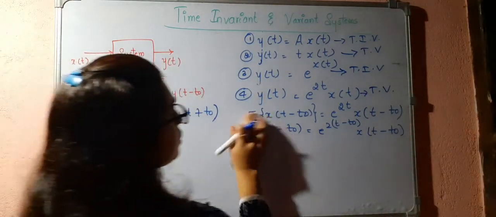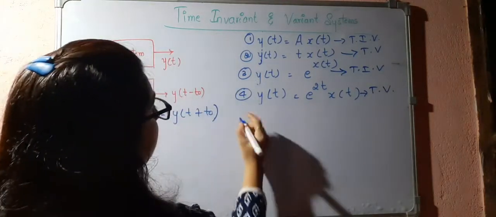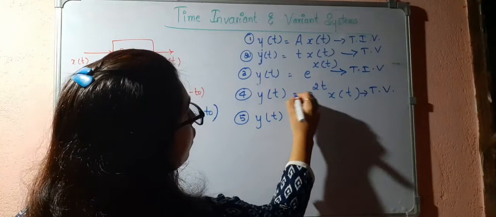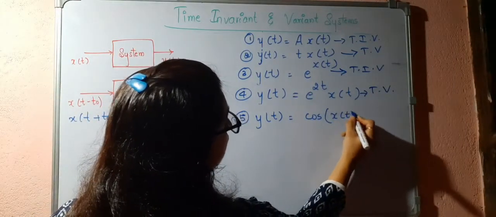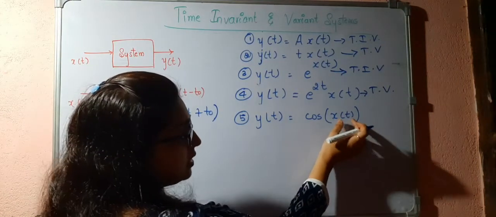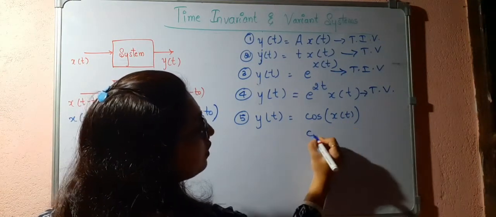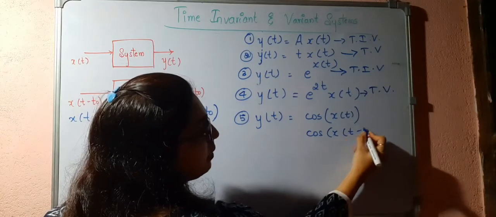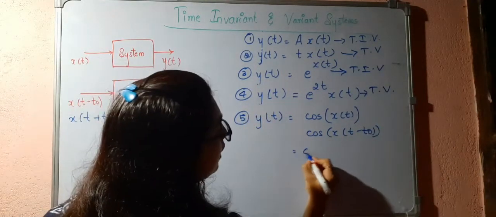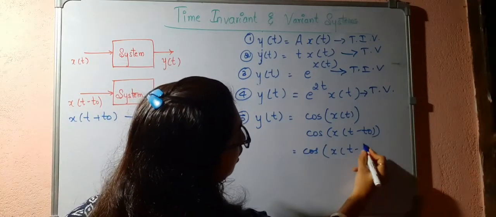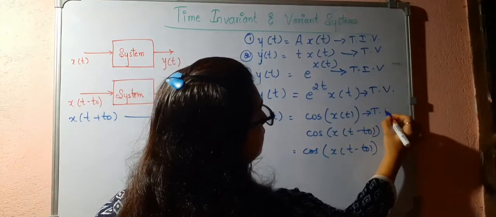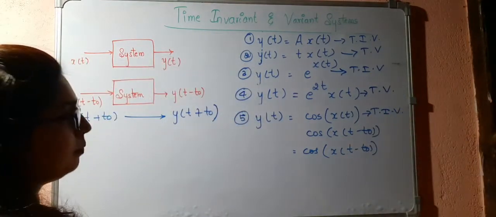Okay, next example, cos of x of t. In this case, if I am passing the signal through the delay first, this one will be cos of x of t minus t naught. If I pass the output through the delay, then again I will be getting the same thing. So these both are equal, so I can call this a time invariant system.